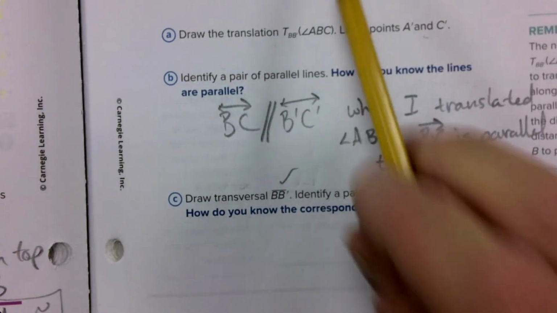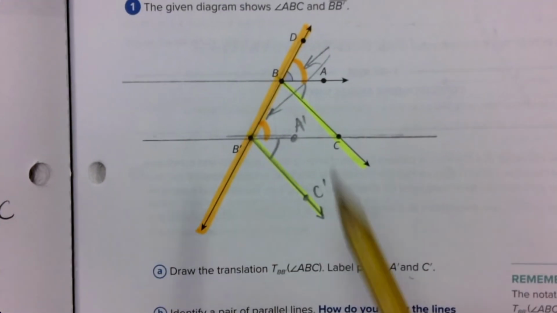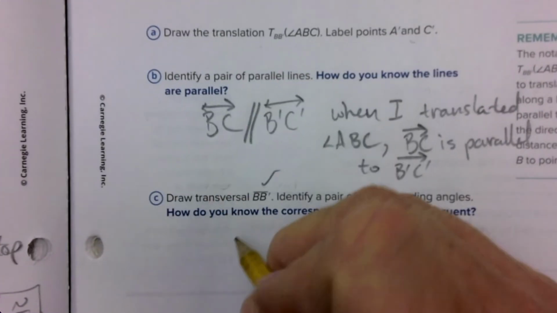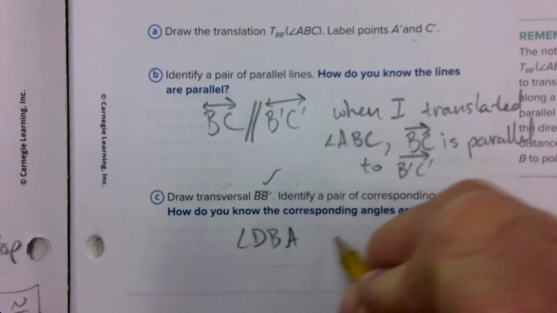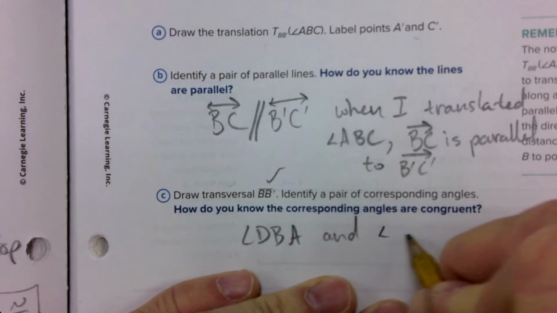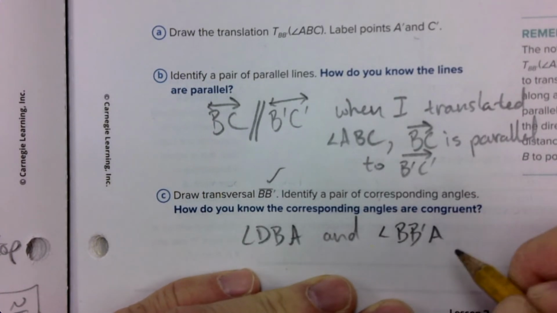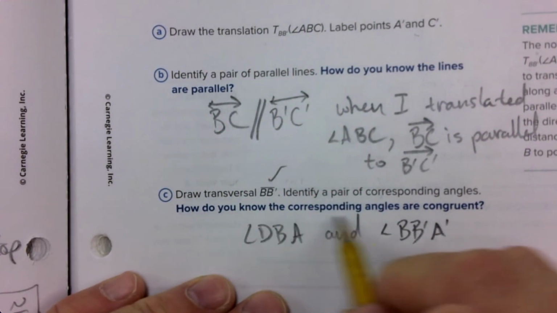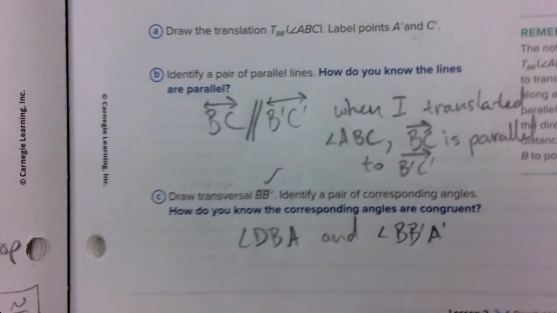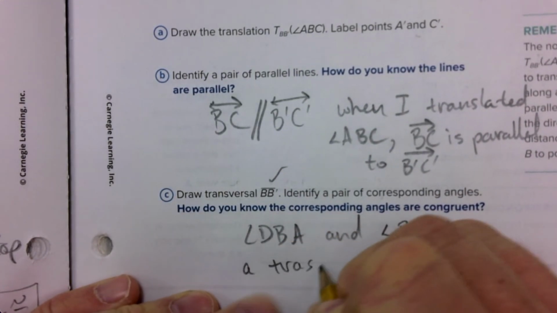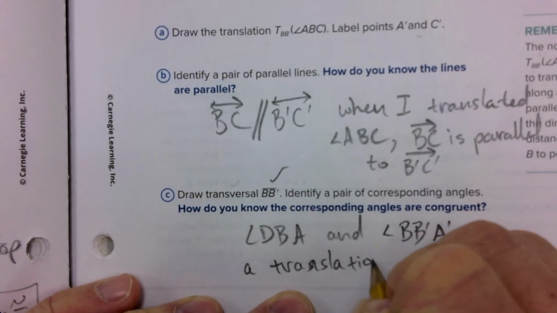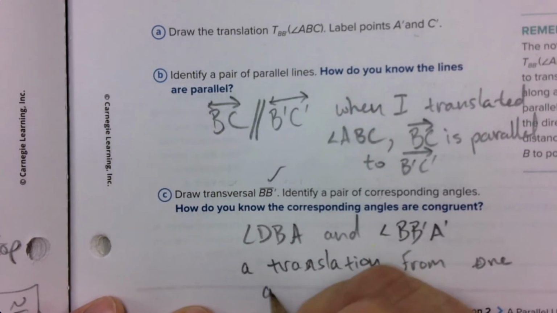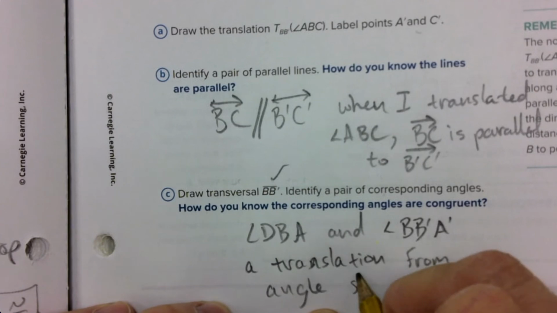Let's do that from the diagram up above. A pair of corresponding angles would be DBA and B prime, A prime. Angle DBA and angle B prime A with the prime. How do I know that they're congruent? I mean, they're corresponding. How do you know the corresponding angles are congruent? Because I used a translation. A translation from one angle to the other shows congruence.